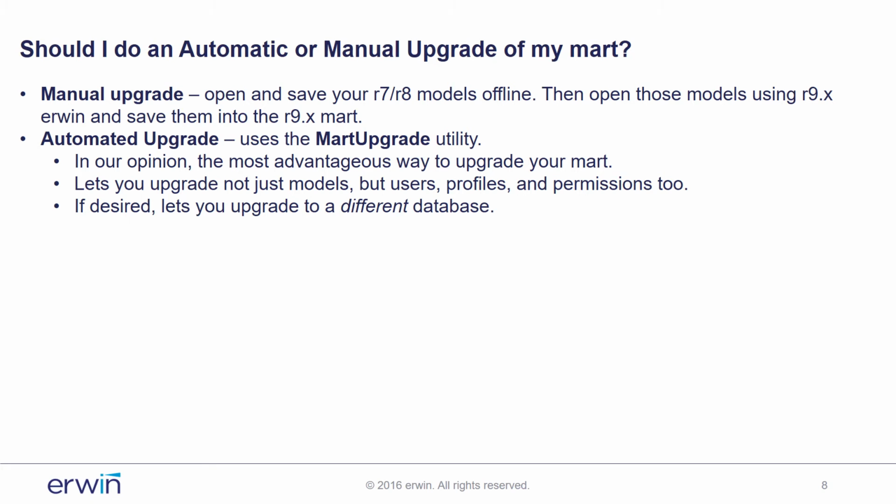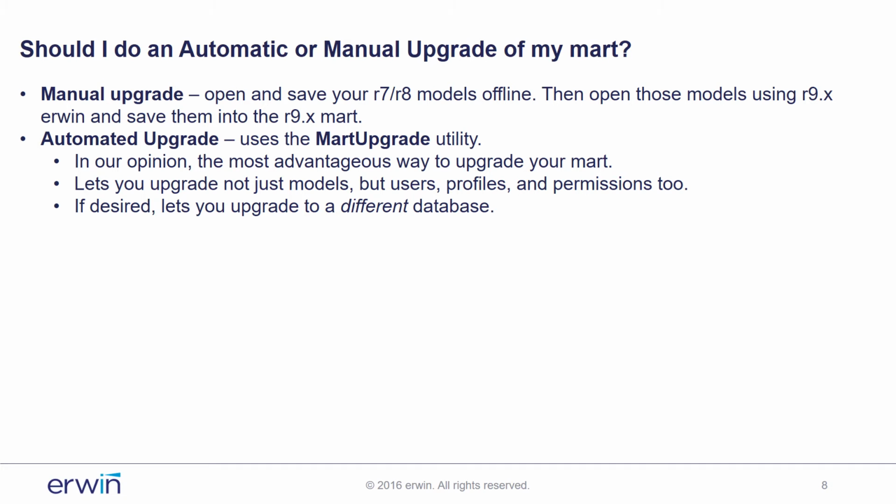Should I do an automatic or manual upgrade of my MART? A manual upgrade is when you open and save your R7 or R8 models offline, then open those models using R9 Irwin and save them into the R9 MART. An automated upgrade uses the MART upgrade utility. The utility lets you upgrade not just models, but users, profiles, and permissions too. In addition, the utility also lets you upgrade to a different database.